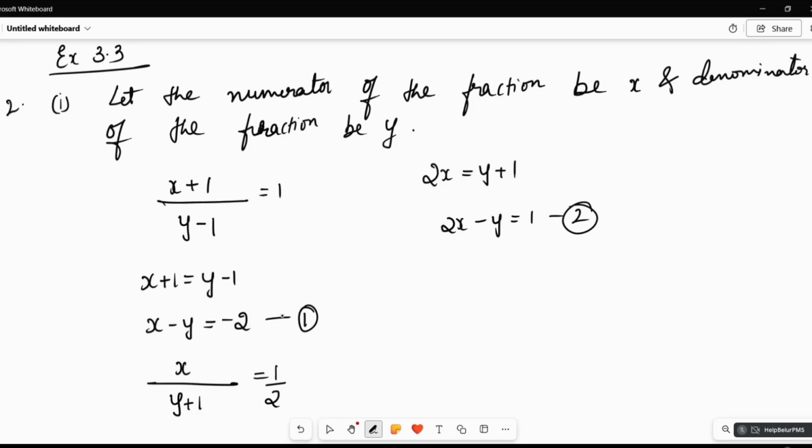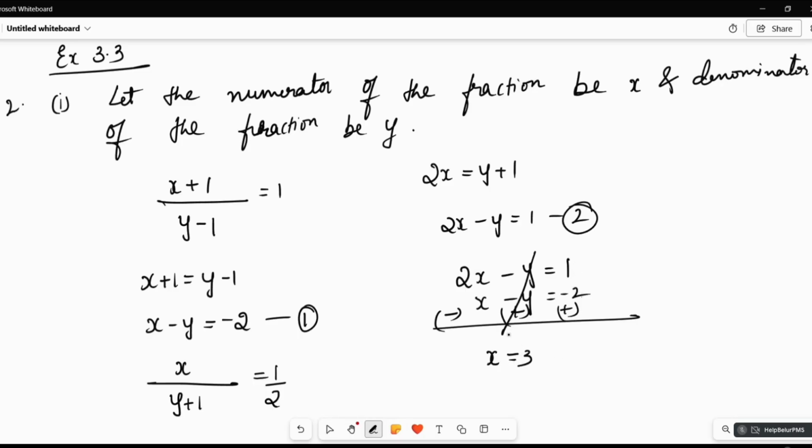So what are the two equations we have? 2x minus y is equal to 1. x minus y is equal to minus 2. So if I change the sign, minus y plus y is 0. 2x minus x is x. So that is equal to 2 plus 1, 3. Now substitute the x value in any of the equations. Here x minus y is equal to minus 2. x is equal to 3. So 3 minus y is equal to minus 2. So 3 is equal to minus 2 plus y, or y is equal to 5. Okay.